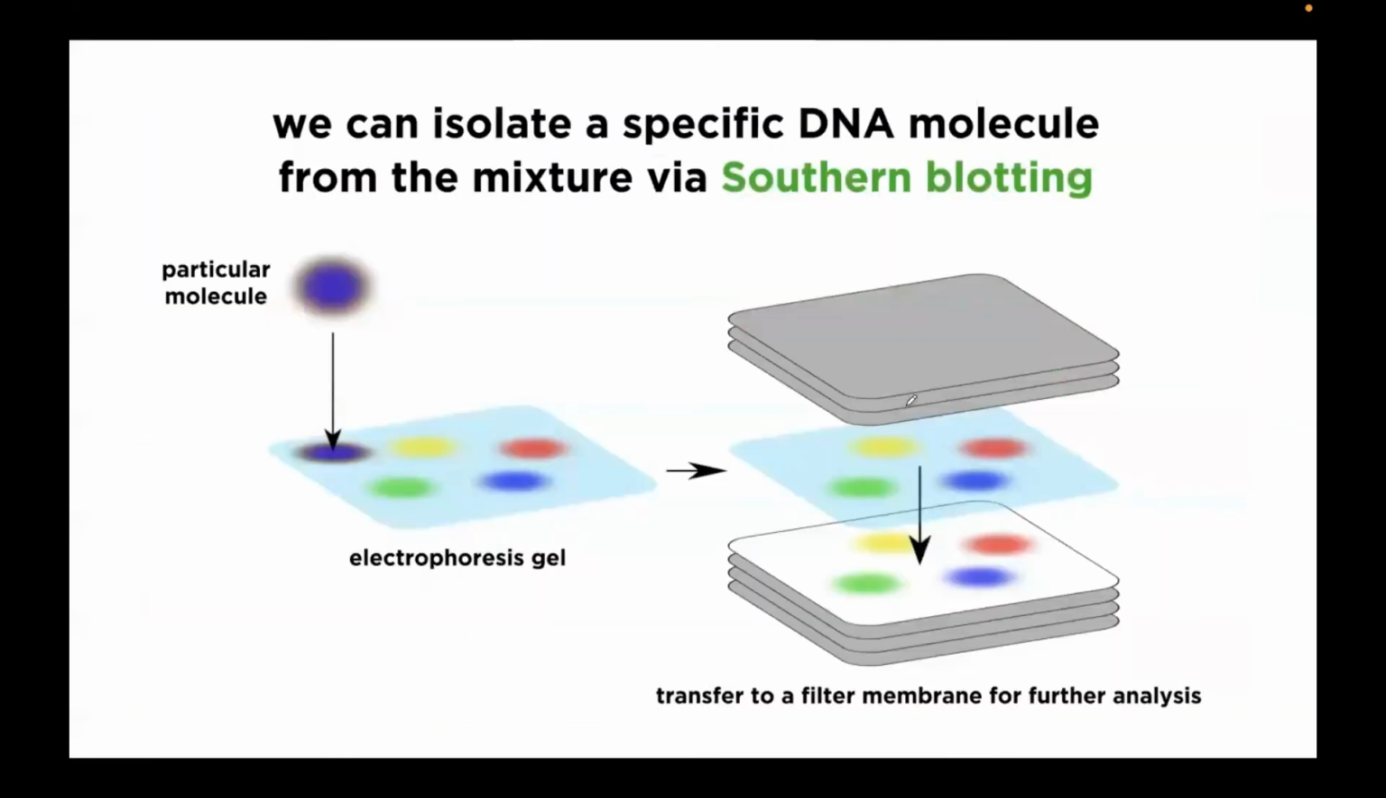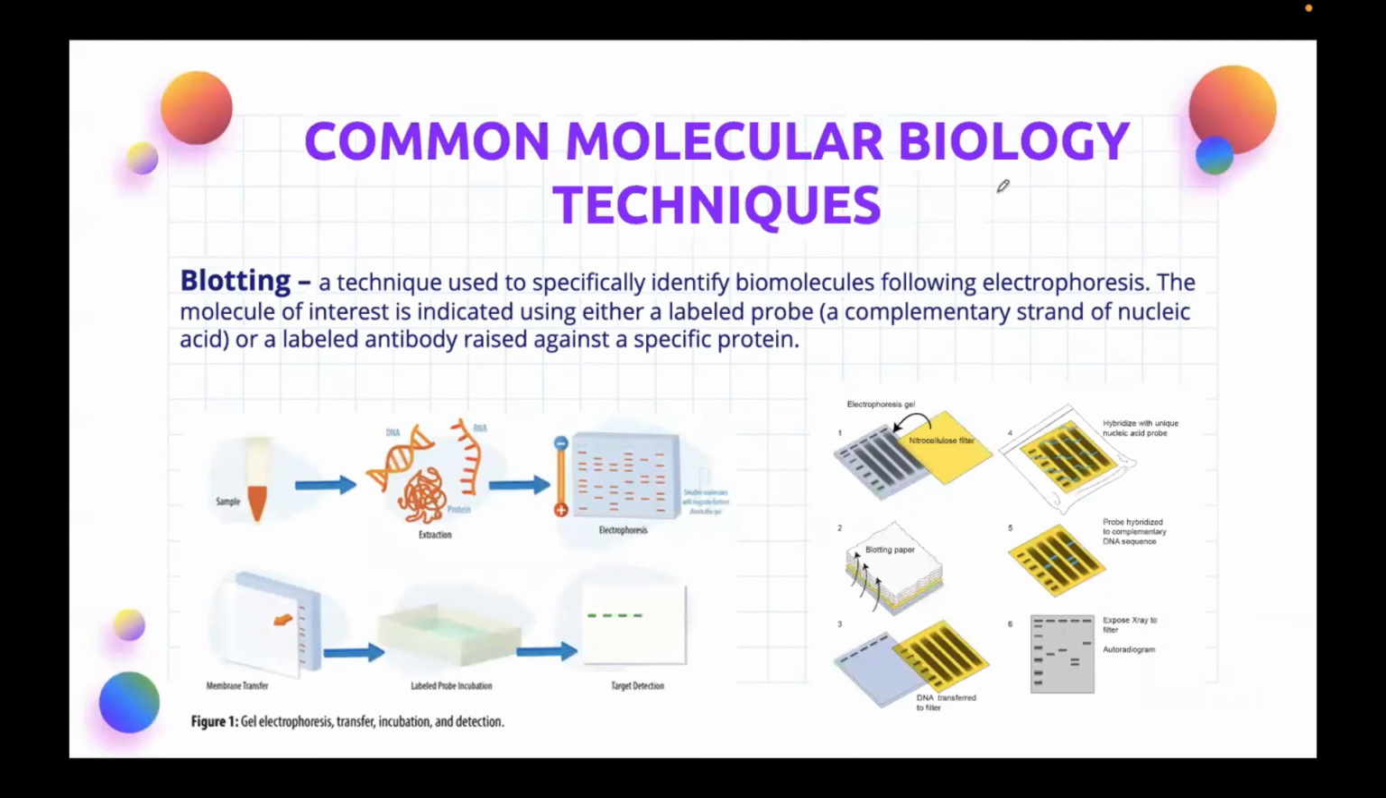Next is that we can isolate a specific DNA molecule from the mixture via Southern blotting. So ito, isa pa rin tong technique for the molecular biology. It transfers to a filter membrane for further analysis. So as we mentioned, blotting is a common molecular biology technique that is used to specifically identify biomolecules following electrophoresis. So electrophoresis is not a standalone test. We need to make use of the blotting. The molecule of interest is indicated using either a labeled probe, complementary strand of nucleic acid, or labeled antibody raised against a specific protein.